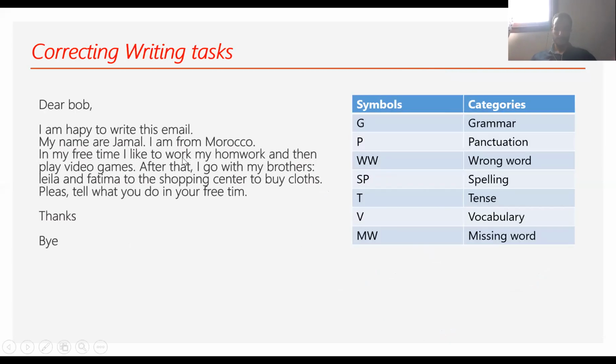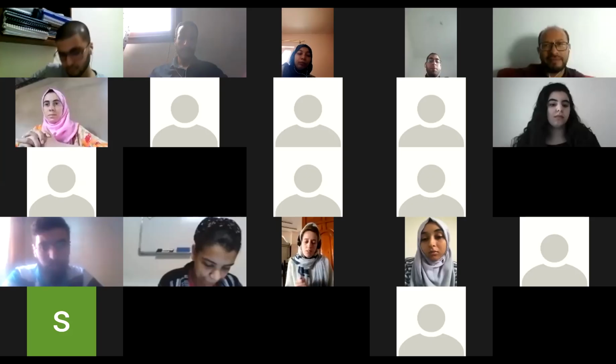Thank you. So now for correcting writing, it's good to depend on the symbols or codes. Okay, so here we have, let's start with the symbols. G stands for grammar, P for punctuation.